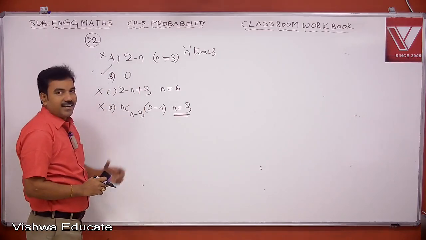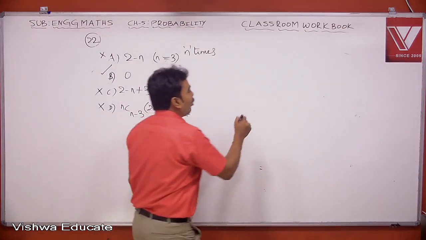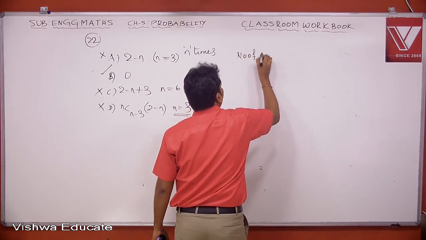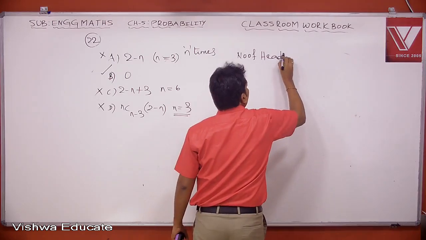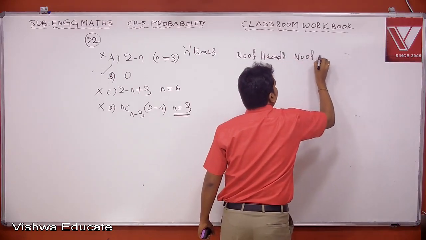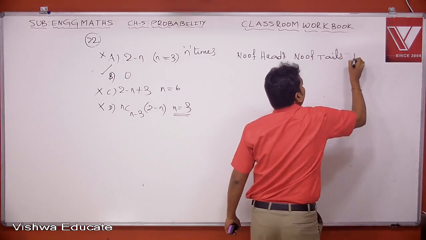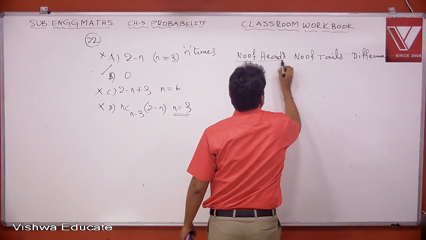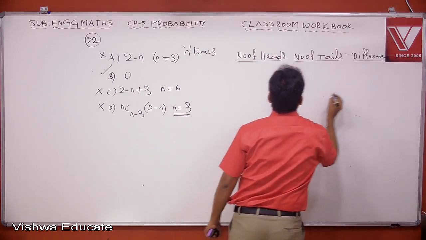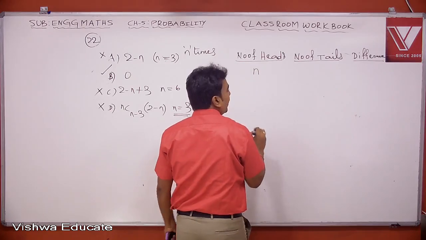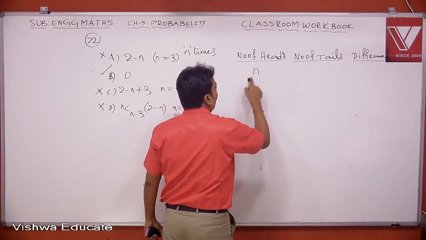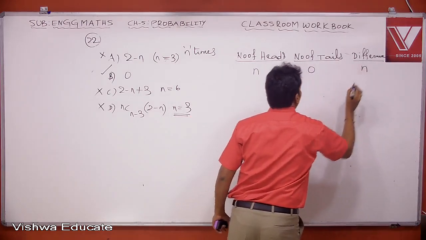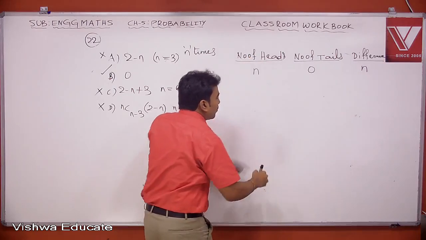Suppose you don't get this idea, work it out. So how many times is the coin tossed? N times. Let us have a table. So number of heads, number of tails, and the difference column. So assume that all are heads, n. The coin is tossed n times, all outcomes are heads. In that case, number of tails is 0. So the difference is n.